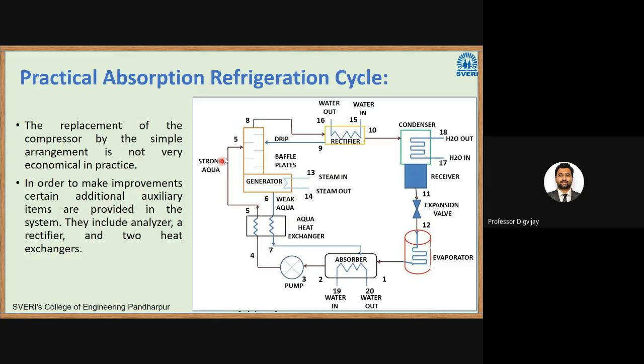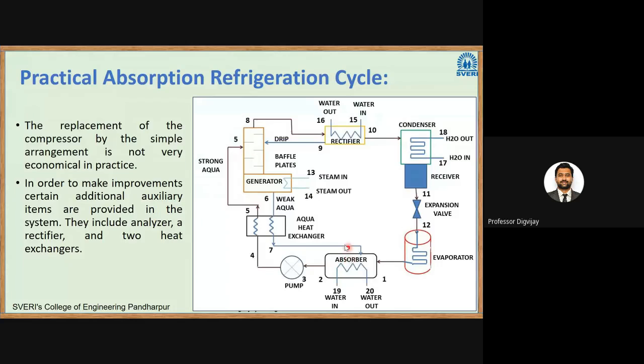Then this strong solution is passed to the generator. In the generator we supply the heat, and because of the difference in boiling point temperatures, ammonia is separated and passed to the condenser. Water is separated and passed to the absorber. So there are two circuits: one is the absorber circuit, and the other is the absorbate or refrigerant circuit.